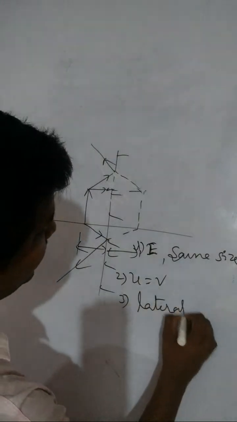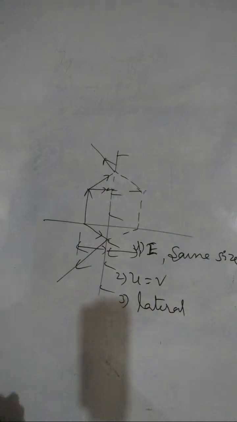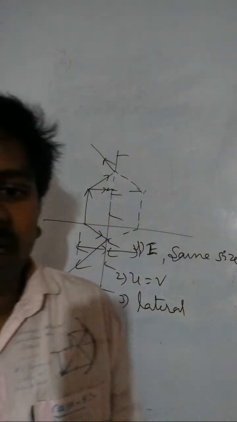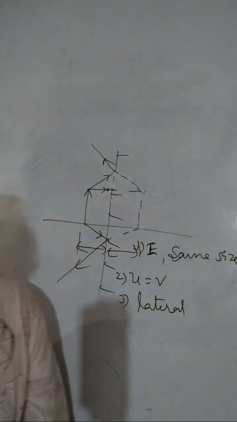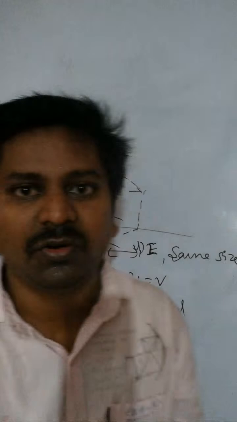So what is lateral inversion? It is the phenomenon where the right side of the object appears to be the left side, and the left side of the object appears to be the right side. This phenomenon is known as lateral inversion, right? So this is about today's topic.